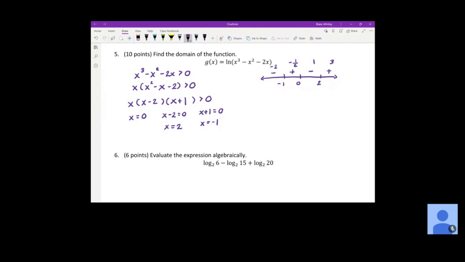Now, again, we have to ask ourselves, do we care about positives or negatives? We want the positives, right? Because we want this thing to be greater than 0. So I'm only looking at this one here and this one up here. So now if we write out our domain, what's that domain going to look like?